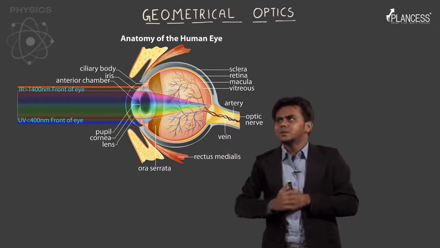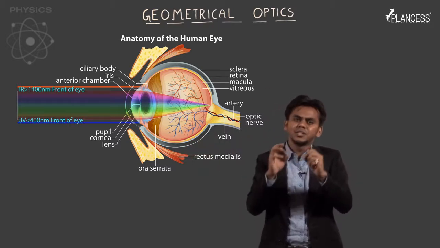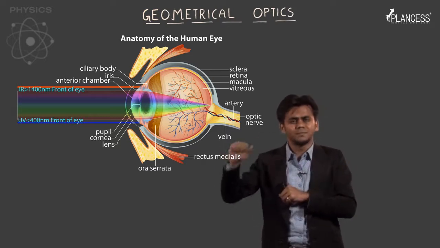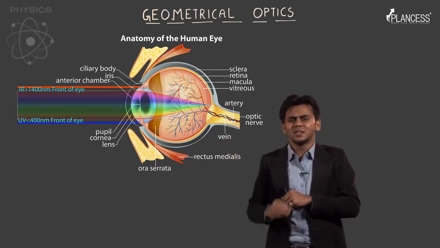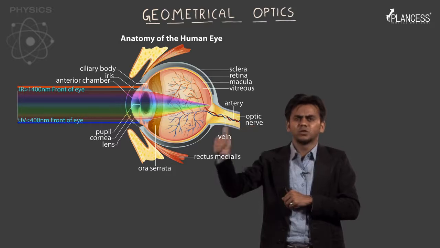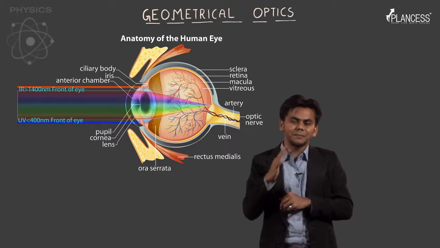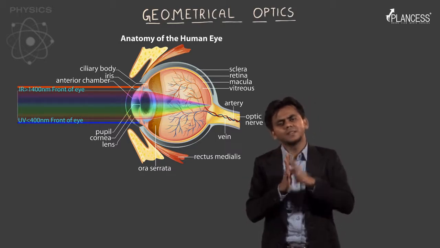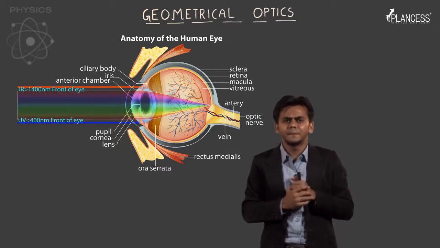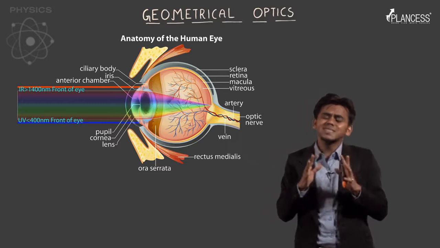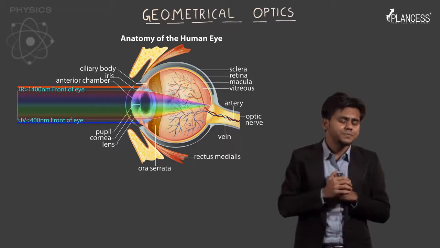Now, the setup over here can be simplified as a converging lens. The whole setup: pupil, iris, cornea, crystalline lens, ciliary muscles, aqueous humor, vitreous humor, everything, and the retina as your screen. So what's happening is you have a converging lens and a screen known as the retina. The image must be formed on the retina. So the image distance is actually fixed. Only the object distance can change, right?